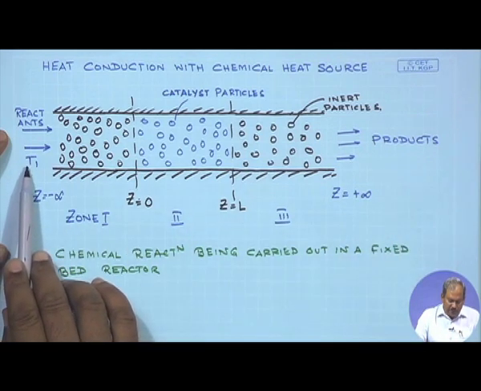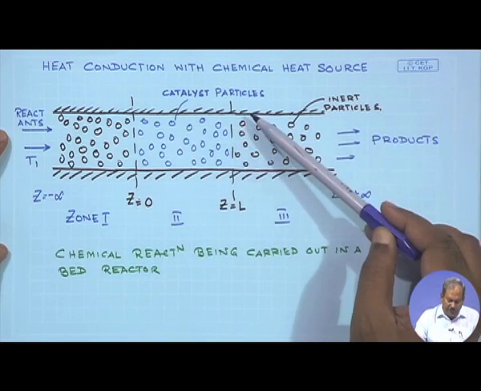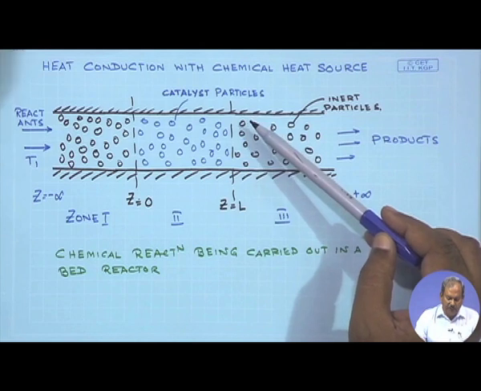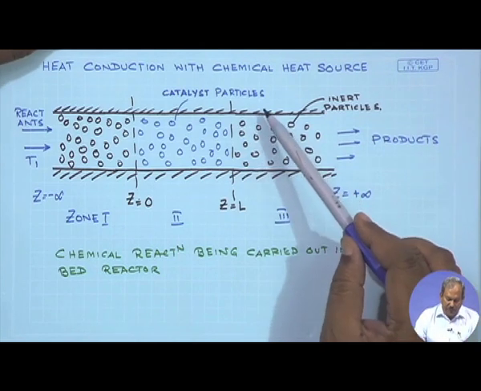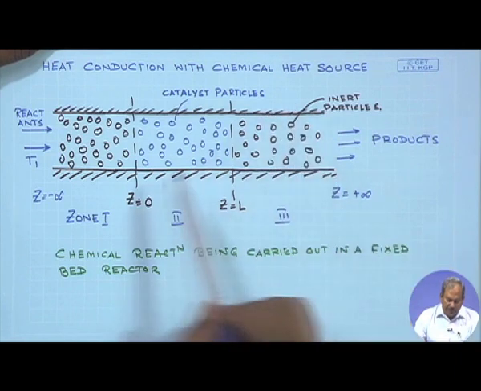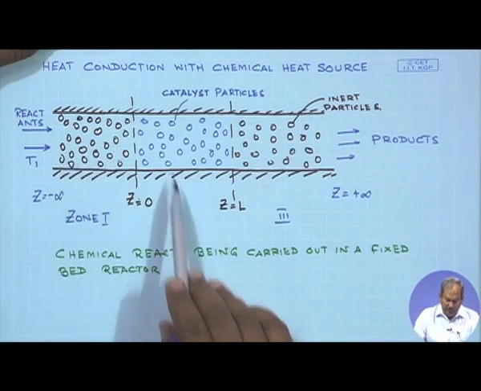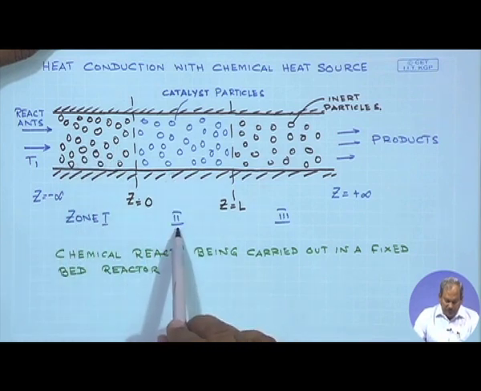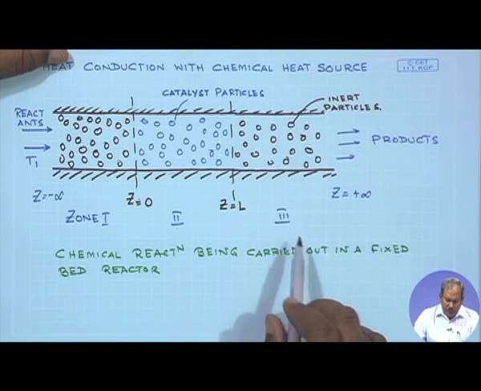So, we will assume that the reactants enter at temperature T1, and it has been mentioned that the side walls of the reactor are perfectly insulated. So, we are not going to have any heat loss or gain from the surroundings. Therefore, there is no reaction in zone 1, an endothermic or exothermic reaction in zone 2, and again no reaction in zone 3.